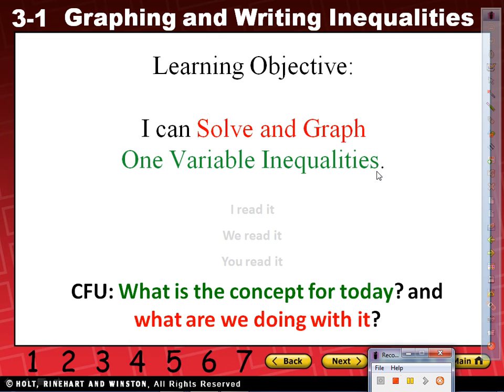Right, here we go. Our objective for today: I can solve and graph one variable inequality. Let's read it together. 1, 2, 3. I can solve and graph one variable inequality. So we're no longer on expressions. We finished expressions. We went into equations, multi-step equations. And now we're starting with inequalities. Fairly similar, but not quite. Okay? So make sure you copy that.